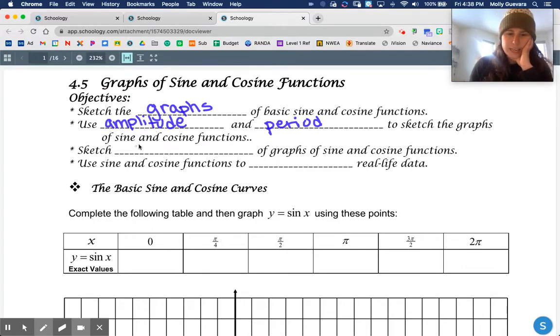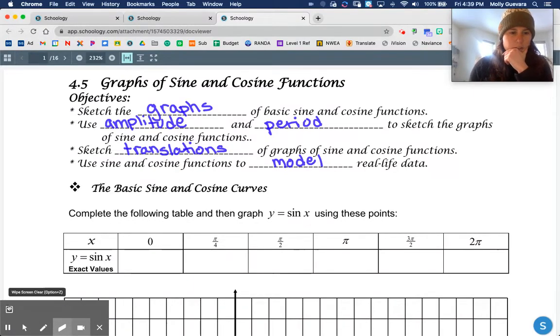Then we're going to sketch translations of graphs of sine and cosine. So once we know how to graph the parent graph, what does it look like if we move it left or right or up and down? And then the last one is we're going to use sine and cosine to model real life data. So we're going to look at how does that work.